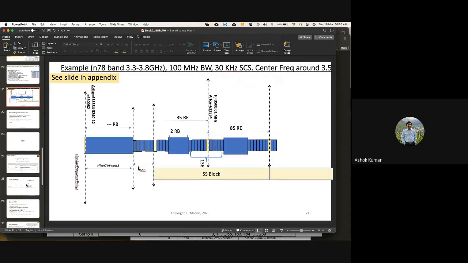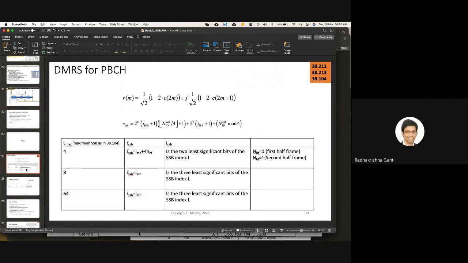And SIB is not here, right? SIB is the next one. The system information block comes in CORESET 0, which is the next thing we'll do. After you decode MIB, you decode that one. That's not part of the SS block.